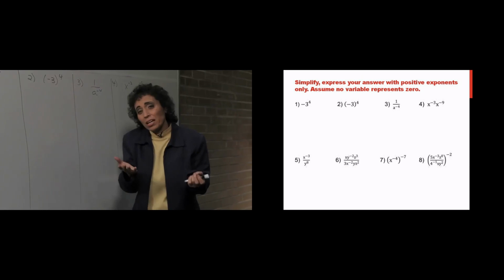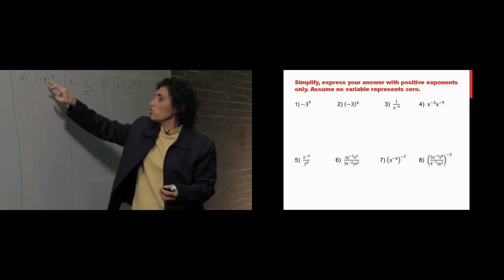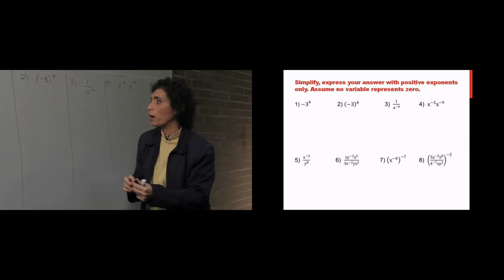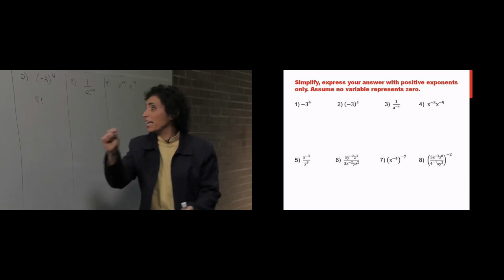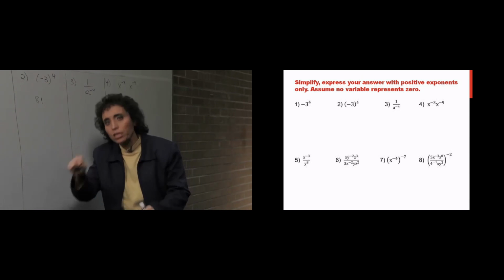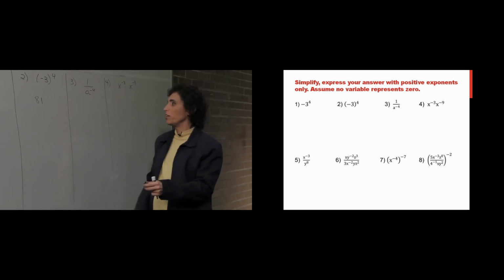How about here? Same kind of thing. This is not a negative exponent. This is negative 3 quantity to the 4th power. This is going to be a positive 81 because the negative is also being raised. It's negative 3 times negative 3 times negative 3 times negative 3. By now you probably have that memorized.